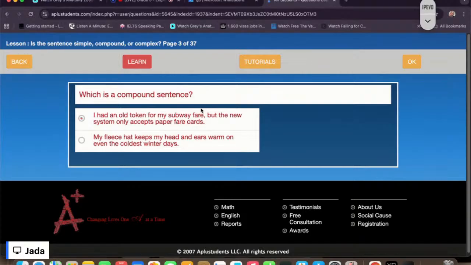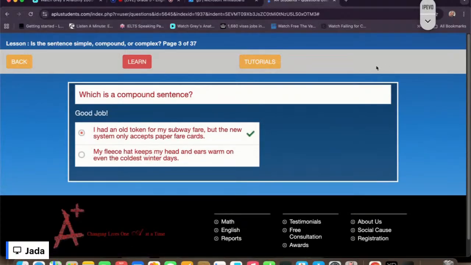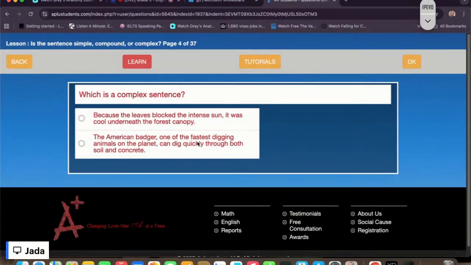Okay, so we have the first one. I had an old token for my subway fare, but the new system only accepts paper fare cards. So it has "but" and then the comma. So next up is a complex sentence. Is this the first or the second?